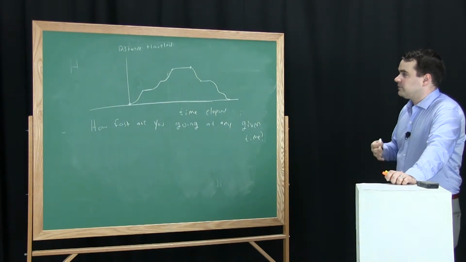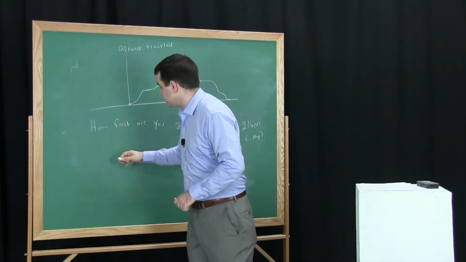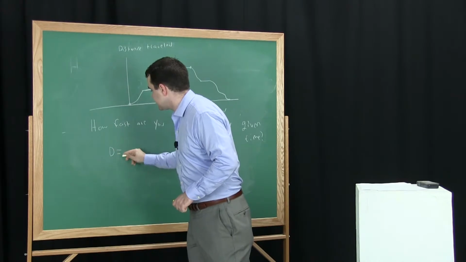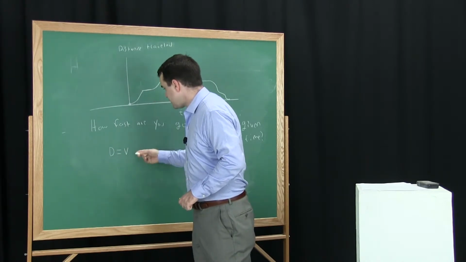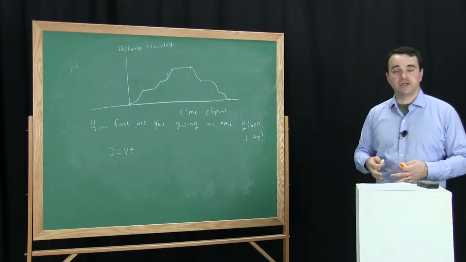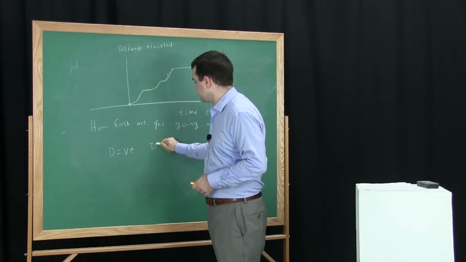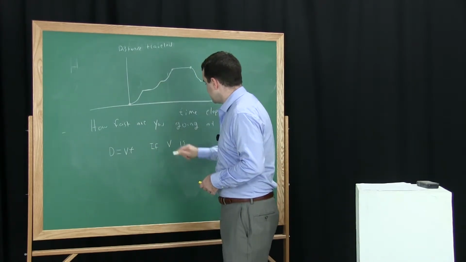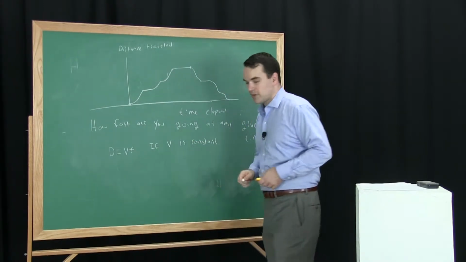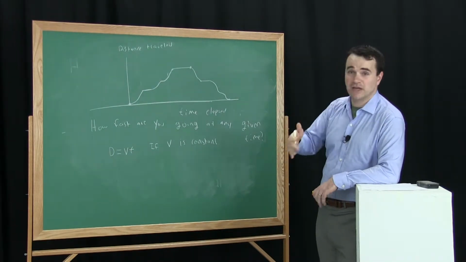Now you may remember some formula from physics. You may remember this formula from high school physics that says something like distance, d for distance, equals velocity times time. This formula is totally true, but it's only true if your velocity is constant. But if you're driving in your car, your velocity is not going to be constant. You're going to be speeding up, slowing down, stopping, and so on and so forth.